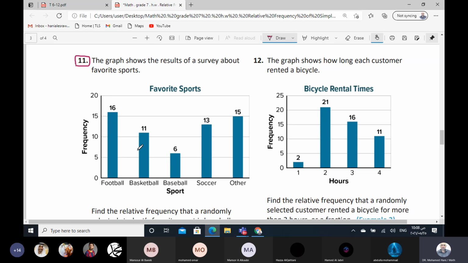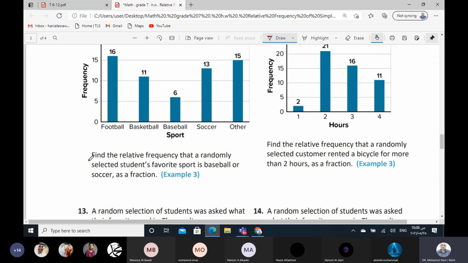The graph shows the result of a survey about favorite sports. Find the relative frequency that a randomly selected student's favorite sport is baseball or soccer as a fraction. Thank you, Hazza. I want from all to read it again, then try please to find the relative frequency. You have 3 minutes, then tell me what is your answer. Start please.